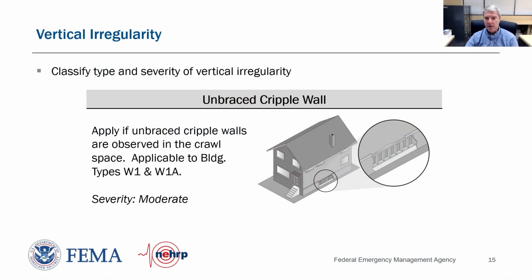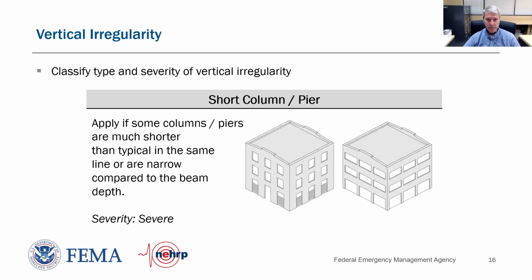So if we have this condition for our wood frame home, W1 or W1A building types, W1A as a preview is a multi-story wood frame apartment building, if you will. If we have this condition as an unbraced cripple wall in our building we're looking at, W1 or W1A, it's considered a moderate vertical irregularity, and that's how we would score it.